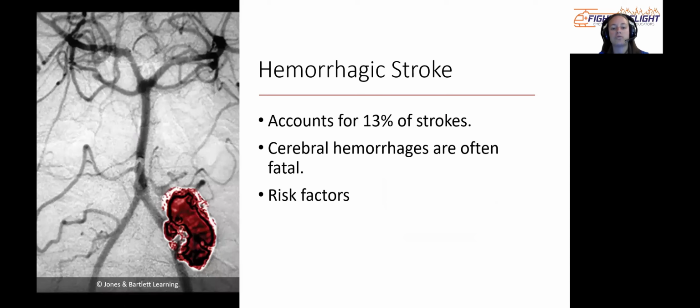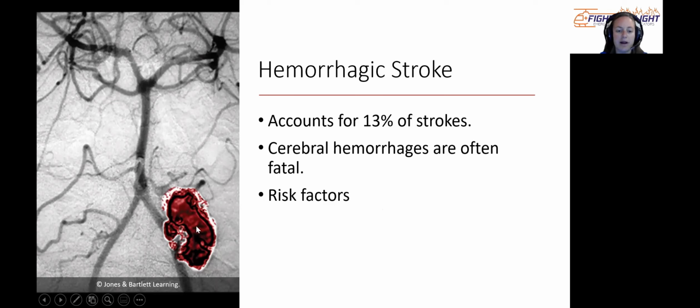Hemorrhagic stroke is different. It's when the blood vessel ruptures open. This is only 13% of strokes. These are more often fatal. The risk factors for this, instead of a blood clot, now we have something rupturing open. So the risk factors for a hemorrhagic stroke are usually hypertension, especially those hypertensive emergencies where the systolic gets above 180. That pressure just rips a hole into an artery in the brain.